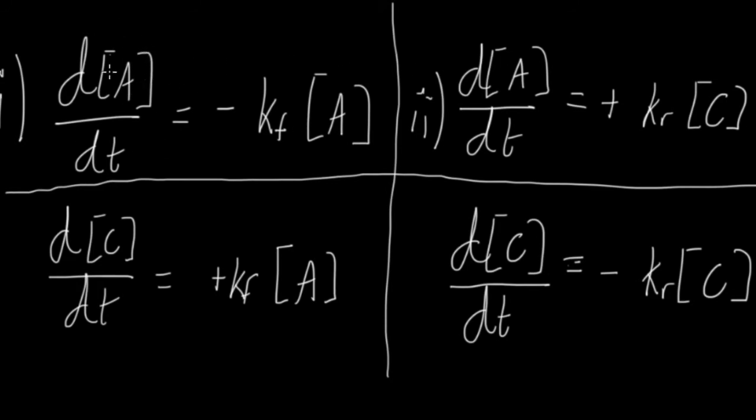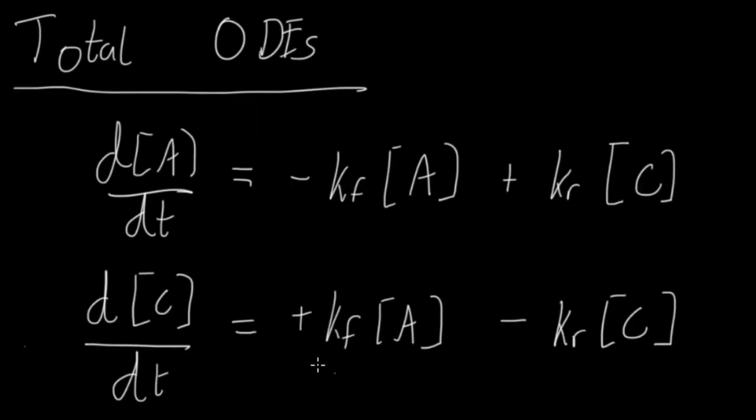So this is just forward, this is just reverse, and likewise for C, this is just the forward and just the reverse. So we combine the two, we add them, and we get these total ODEs for A and for C. And you'll notice that they are identical if we just change the signs to minus here and plus here, put that in a bracket and subtract. You see they're identical, but the signs are reversed.